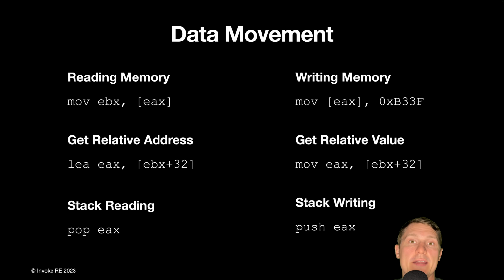Okay, so let's take a look at some Intel x86 assembly language. Here on the slide, you can see a reading memory example. Here we have a move instruction being performed on the EAX and EBX registers. Since there are brackets around the EAX register, that means that value is being dereferenced. Essentially, the value stored at the memory address that is stored in the EAX register is being accessed, and that 32-bit value is then being moved into the EBX register.